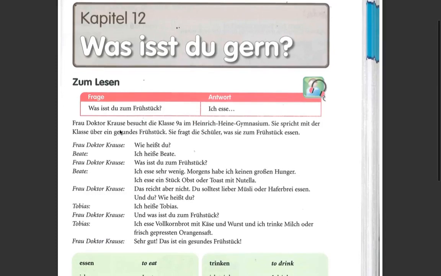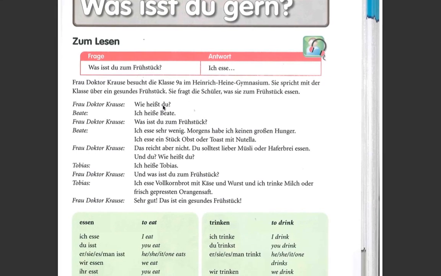Okay, so Frau Doktor besucht die Klasse 9, visits Class 9. Sie spricht mit der Klasse über ein gesundes Frühstück. Okay, ein gesundes Frühstück is a healthy breakfast. So they're discussing what a healthy breakfast is. Wie heißt du? Ich heiße Beate. Was isst du zum Frühstück? Ich esse sehr wenig. I eat little. Morgens habe ich keinen großen Hunger. In the mornings I don't have a lot of hunger.